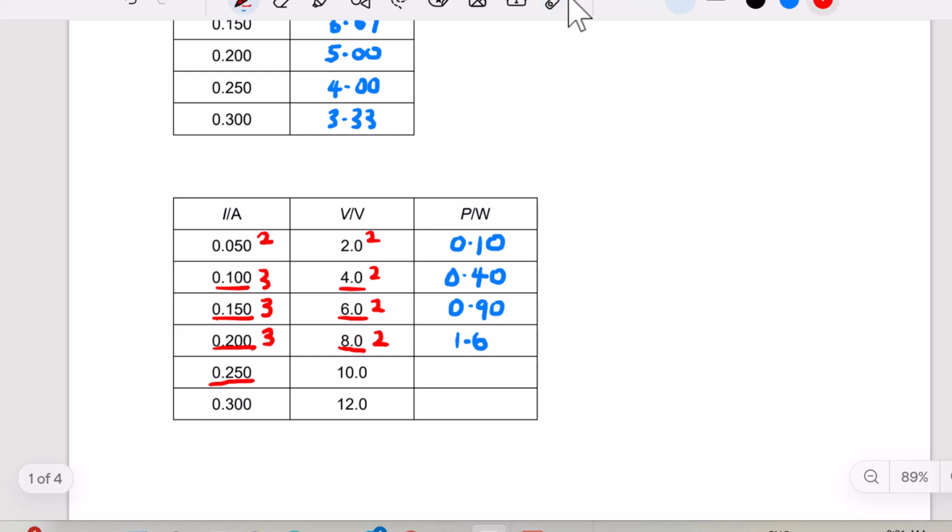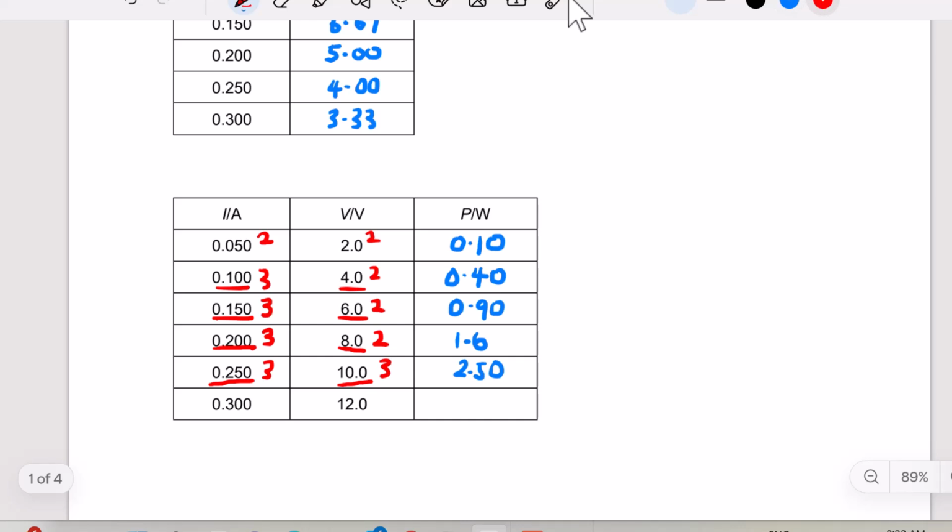We are multiplying a 3SF number with a 3SF number, which means the answer has to be written to 3SF as well. So it's going to be 2.50. So 1.6 is 2SF because 8.0 was a 2SF number. But 2.50 is a 3SF number because 10.0 is a 3SF number. See? The DPs are not consistent down the column, but the SF has to be consistent across each row.